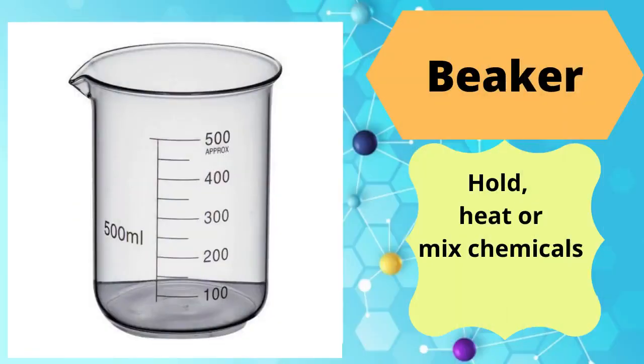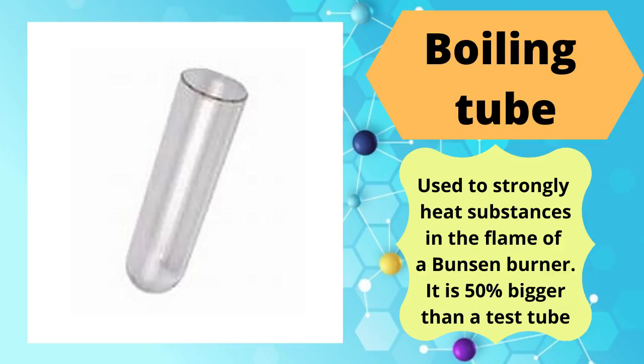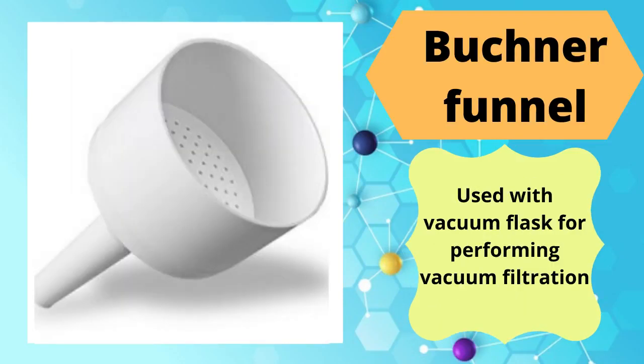Beaker, used to hold, heat or mix chemicals. Boiling tube, used to strongly heat substances in the flame of a Bunsen burner. It is 50% bigger than a test tube. Büchner funnel. It is used with vacuum flask for performing vacuum filtration.